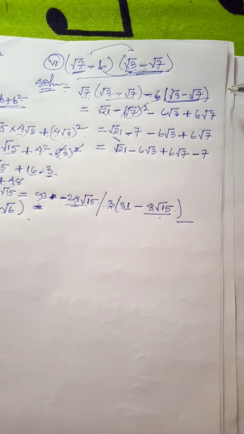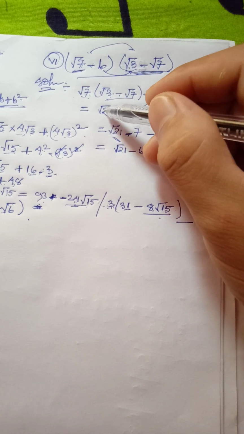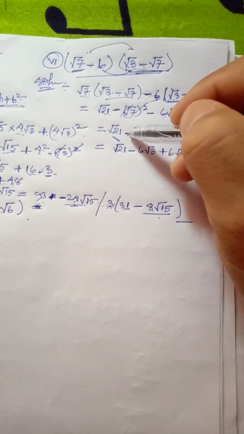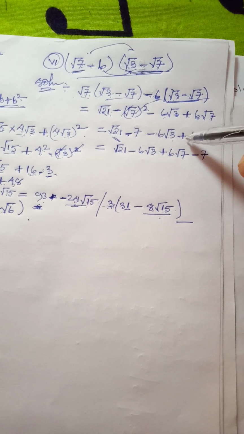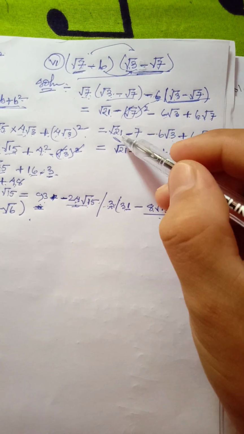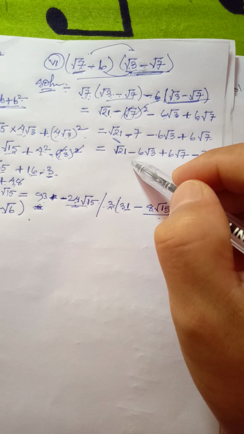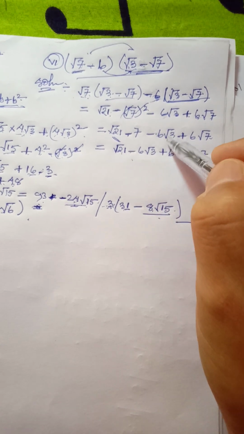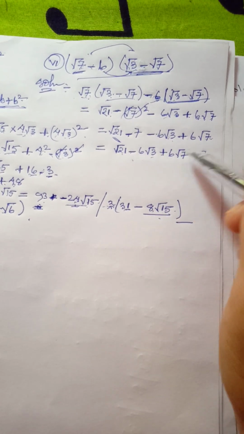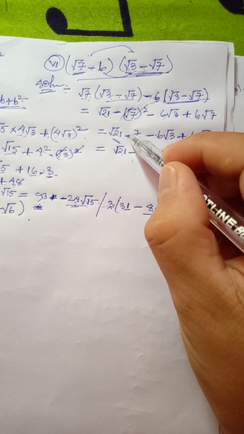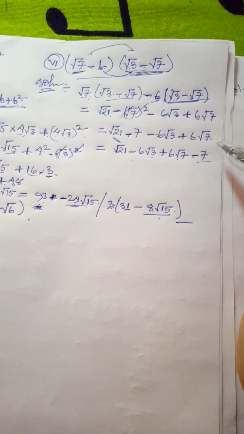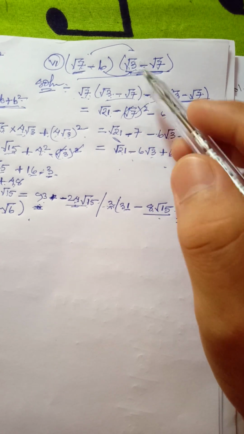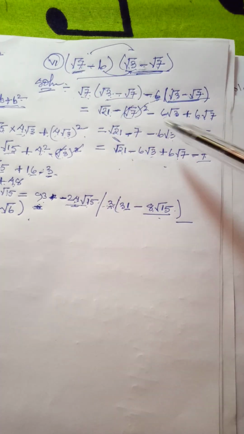Then here it is root 21 minus, square and root cancel, that is minus 7, minus 6 root 3 plus 6 root 7. Okay, so let us keep all the roots in one place: root 21 minus 6 root 3 plus 6 root 7. And let us keep this number on that side, minus 7. All right, so this is the answer that we got from solving Roman number 6.